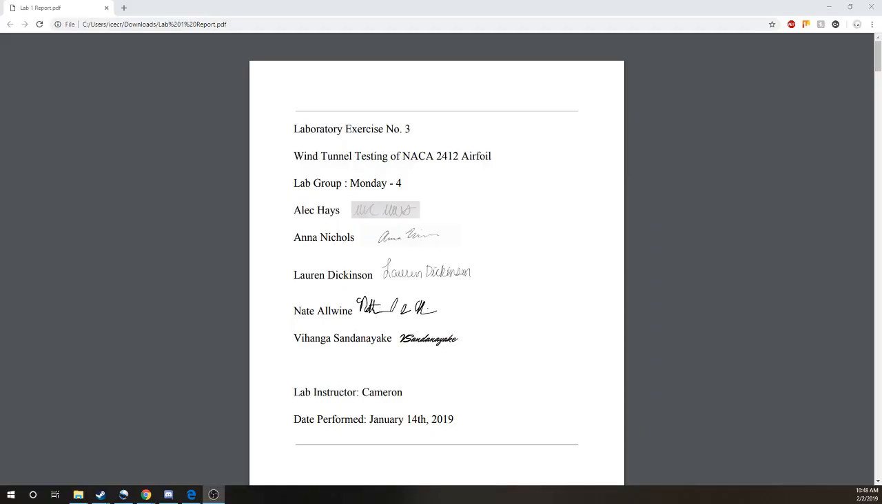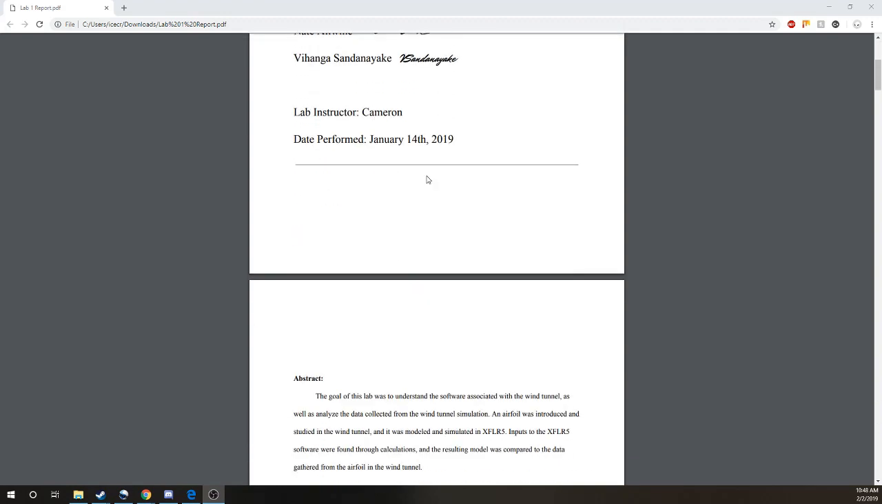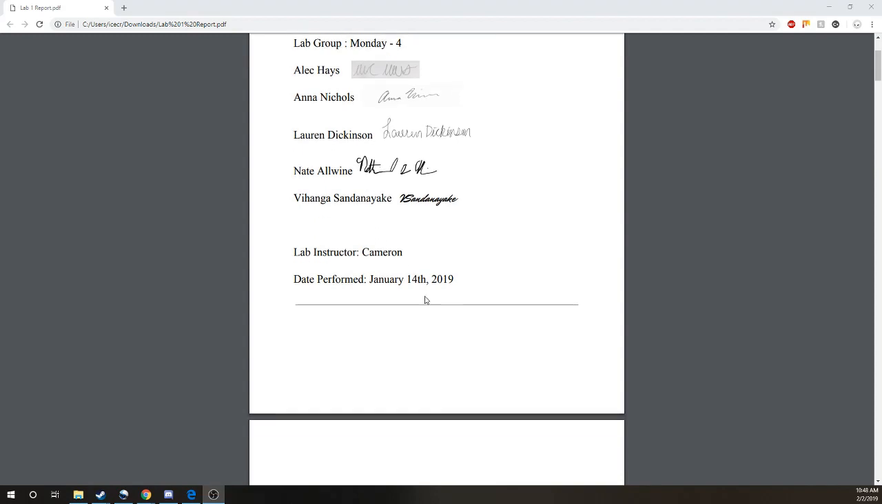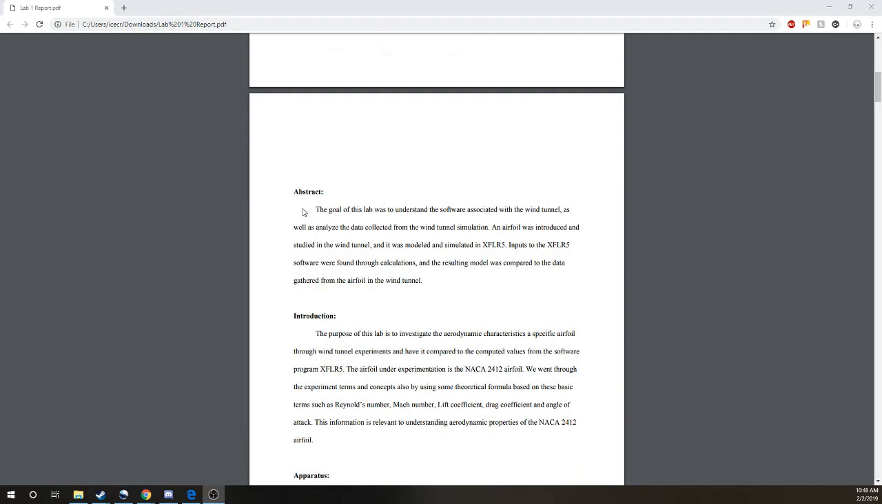So this is our lab report for Laboratory Exercise number 3, wind tunnel testing of the NACA 2412 airfoil. These were my partners: myself, Anna Nichols, Lauren Dickinson, Nate Allwine, and Vi Hang Sandayak, and our lab instructor was Cameron. The goal of this lab was to understand the software associated with the wind tunnel, as well as analyze the data collected for the wind tunnel simulation.